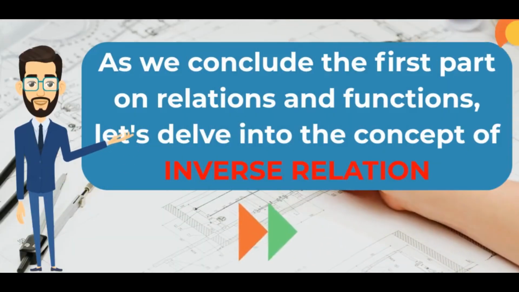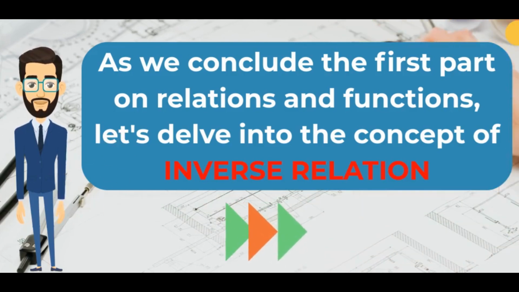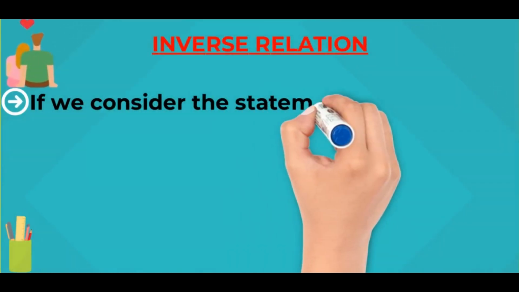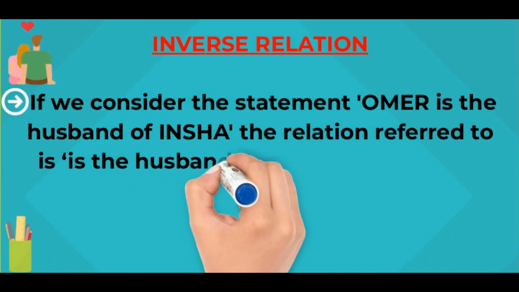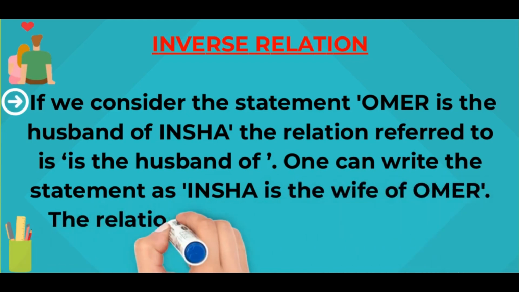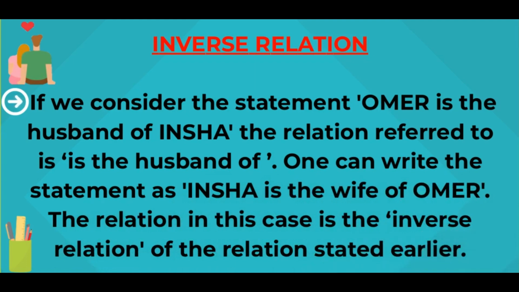As we conclude the first part on relations and functions, let's delve into the concept of inverse relation. If we consider the statement Umar is the husband of Insha, the relation referred to is 'the husband of'. One can write the statement as Insha is the wife of Umar. The relation in this case is the inverse relation of the relation stated earlier.